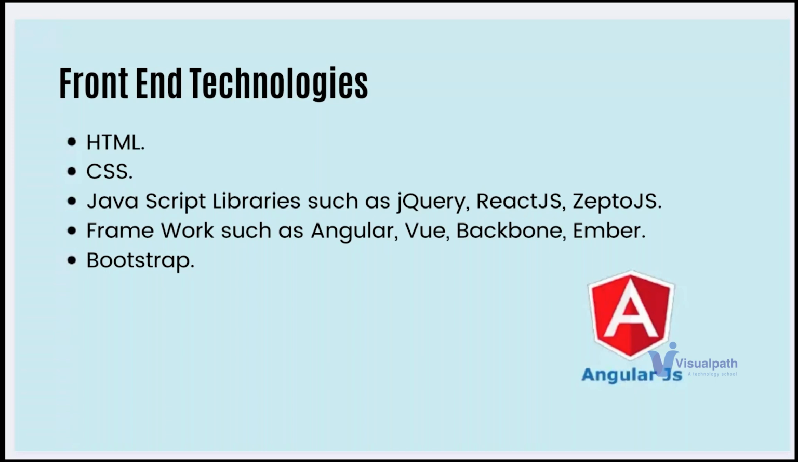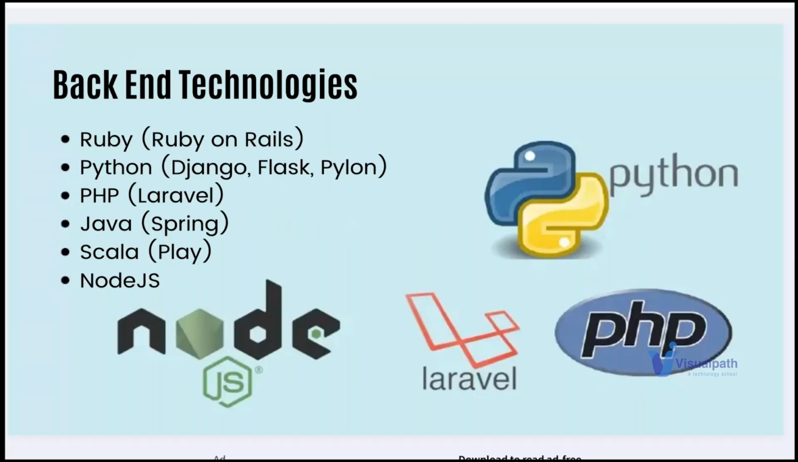When it comes to back-end technologies, there are several, like Ruby on Rails, Python which uses the Django framework, PHP with Laravel, Java with Spring Boot, the Scala Play framework, and Node.js. These are all the different flavors of backend technologies you can build with, but mostly we'll be concentrating on Node.js.